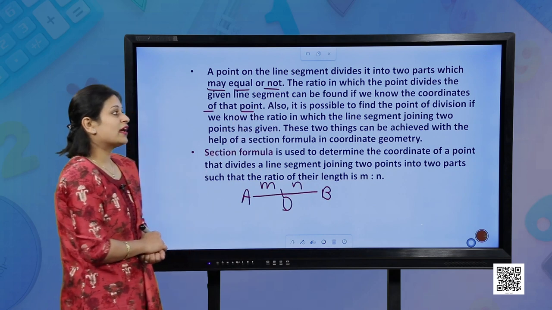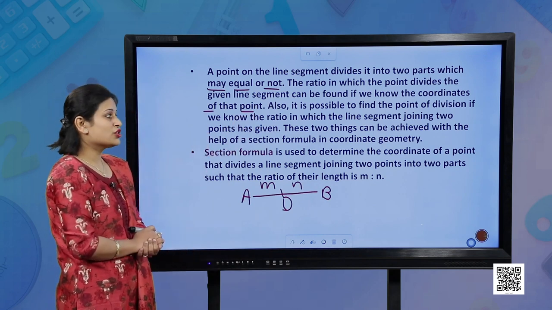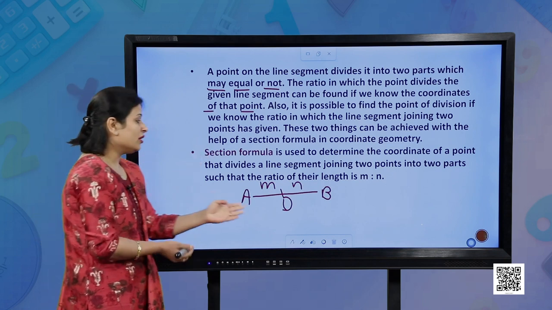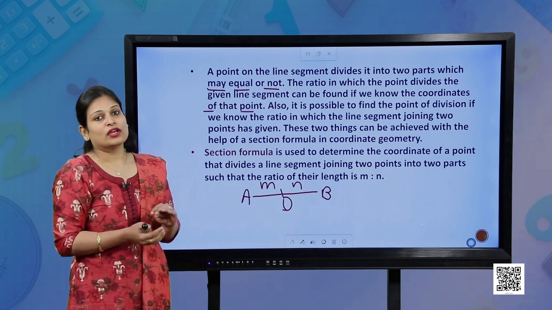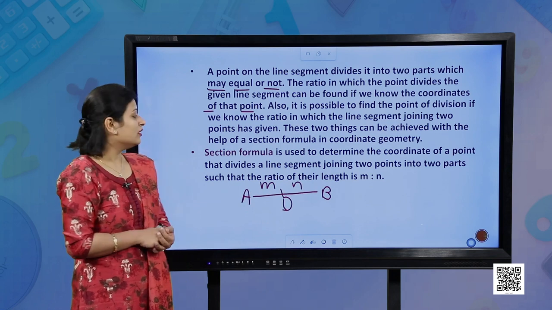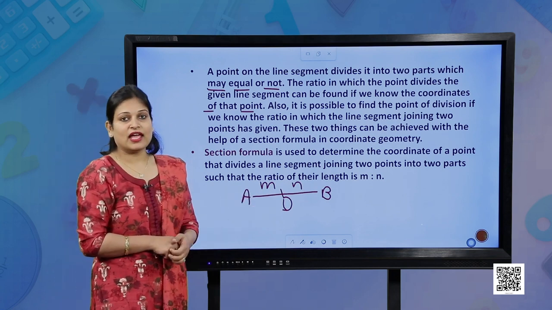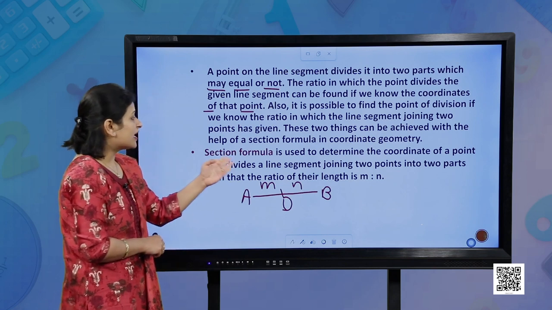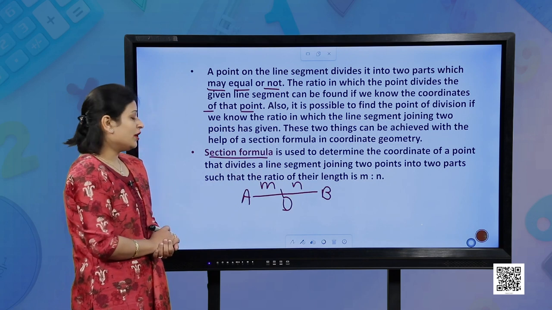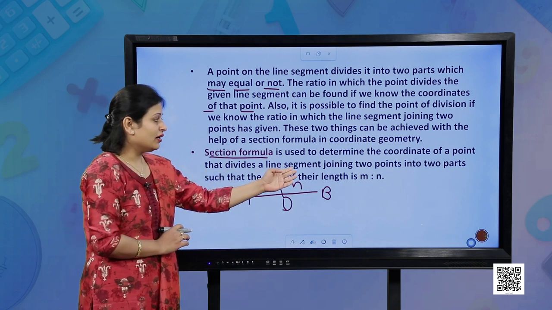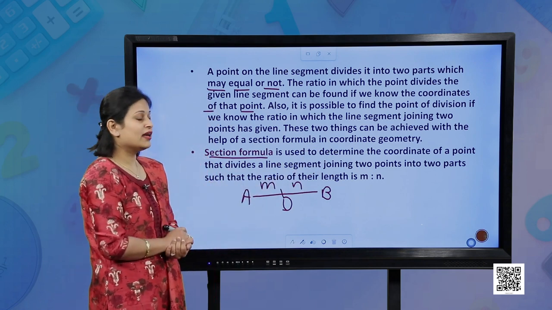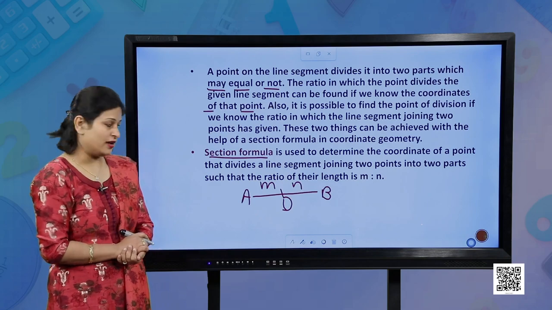Also, it is possible to find the point of division if we know the ratio in which the line segment joining two points is divided. If I know the point, I can find out the ratio, or if I know the ratio in which the line segment is divided, I can find out the point D. This is only possible with the help of the section formula. The section formula is used to determine the coordinates of a point that divides a line segment joining two points into two parts such that the ratio of their lengths is m is to n.